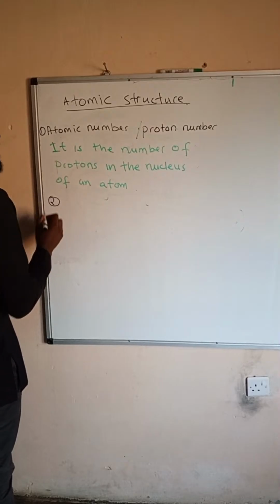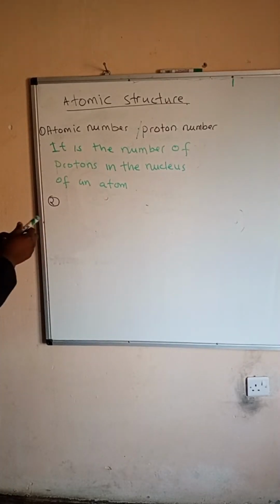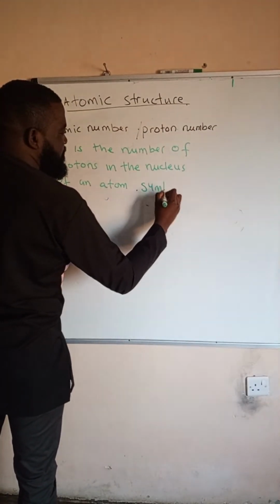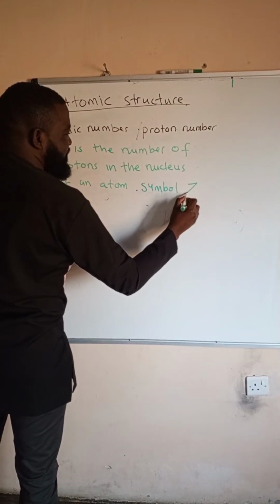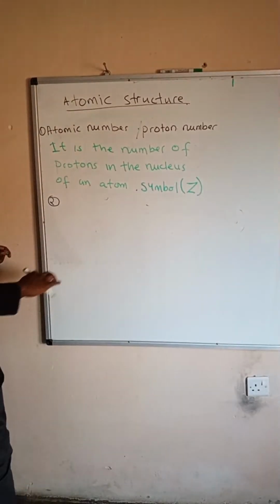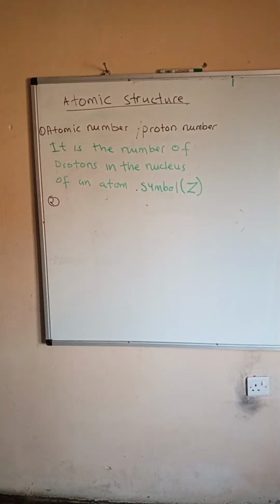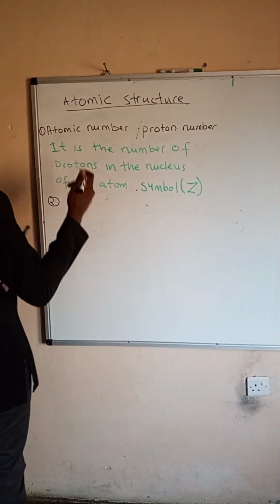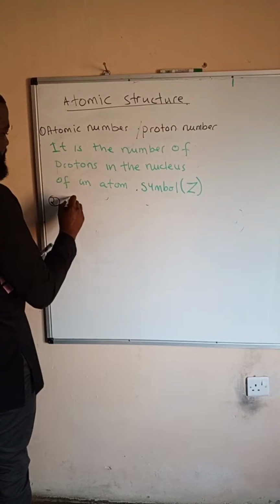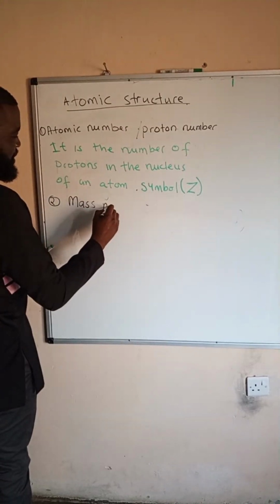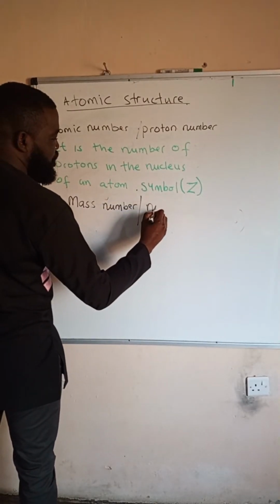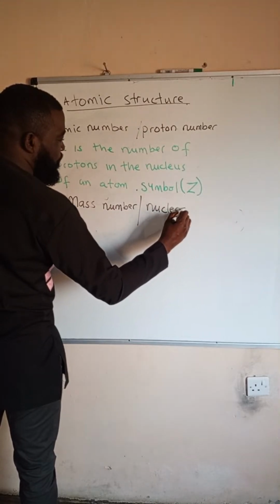The second one is they can ask you, atomic number can be represented by a symbol. The symbol of atomic number is a Z, like this. This is how we are going to represent atomic number, by the symbol Z. And then we have what is called mass number. Mass number is also known as nucleon number.